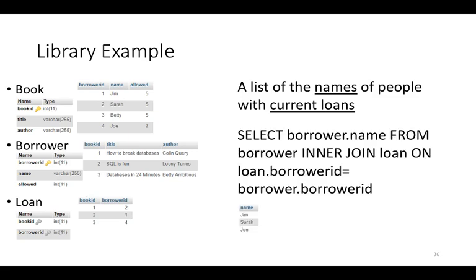So here's our query. What am I interested in? Well, all I actually want out is the name of the borrower. So select borrower.name from borrower. So give me the name of the borrower from the borrower table.